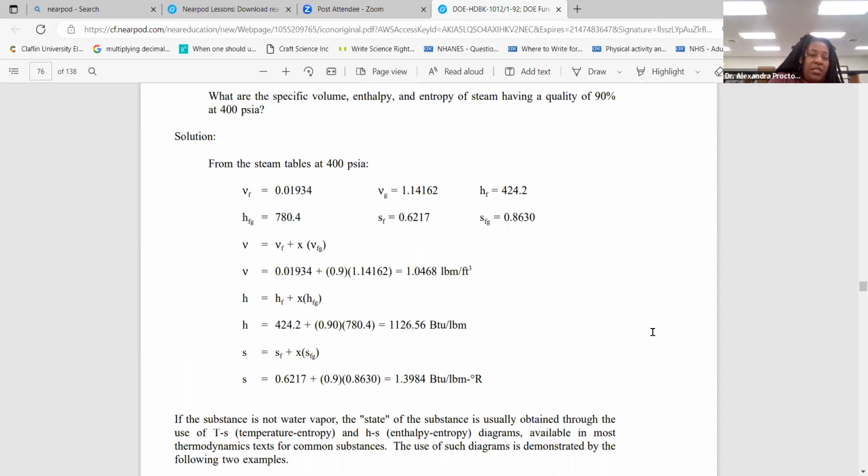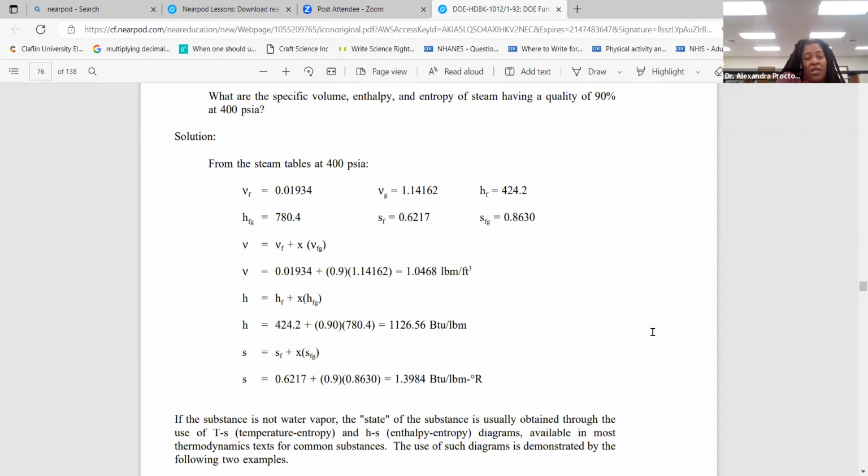And they use the equation, because you're trying to figure out what the specific volume is, V equal to V sub F plus X times V sub FG, where if you plug them in, V is equal to 0.01934 plus 0.9 times 1.14162, and that's equal to 1.0468 cubic feet per pound mass.